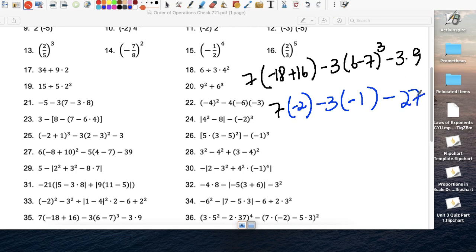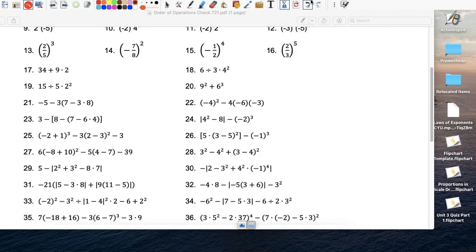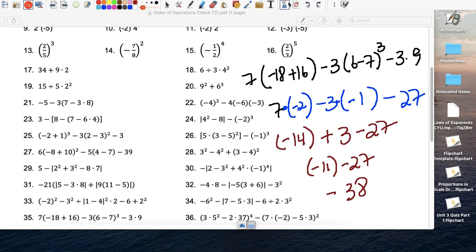Now there's a multiplication here, there's a multiplication here, and a subtraction. 7 times negative 2 is negative 14. This is negative 3 times negative 1, which is going to give me plus 3 minus 27. Negative 14 and 3 is negative 11, minus 27. And this is just going to give me negative 38. Okay. Which one did I just do? Okay, one more.